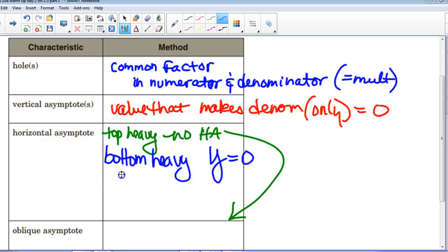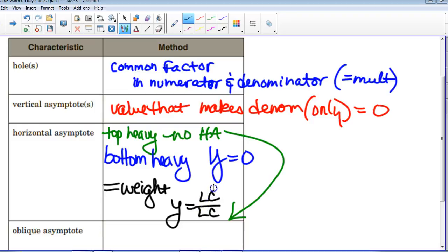All right, what does that leave? Equal weights. When the degree of the numerator and denominator are the same, then it's what? Y equals leading coefficient over leading coefficient. What's wrong? Do I have those backwards? I didn't know whether I did the top and then the bottom, or the bottom and then the top. This is not part of the homework check, no. All right.